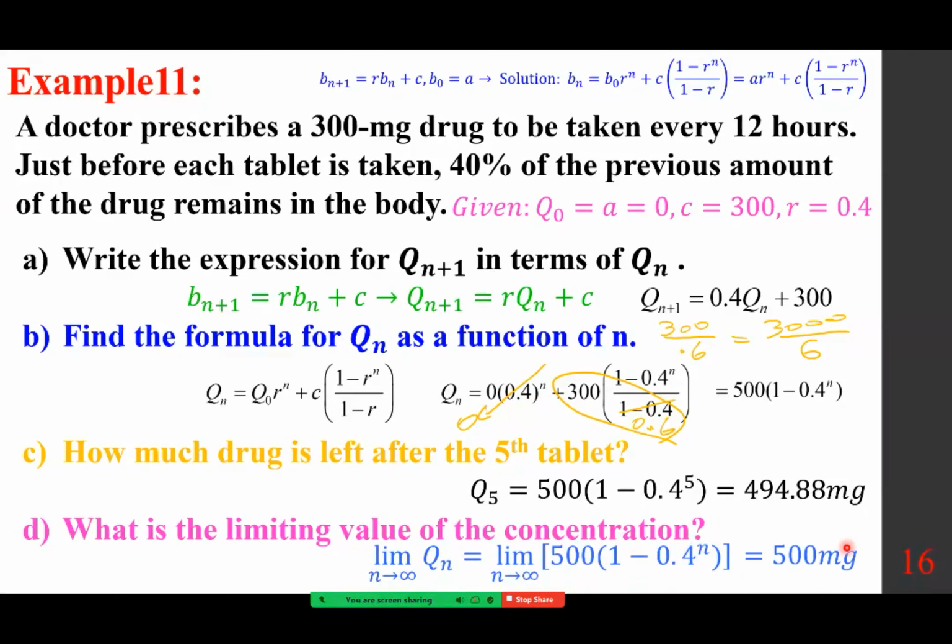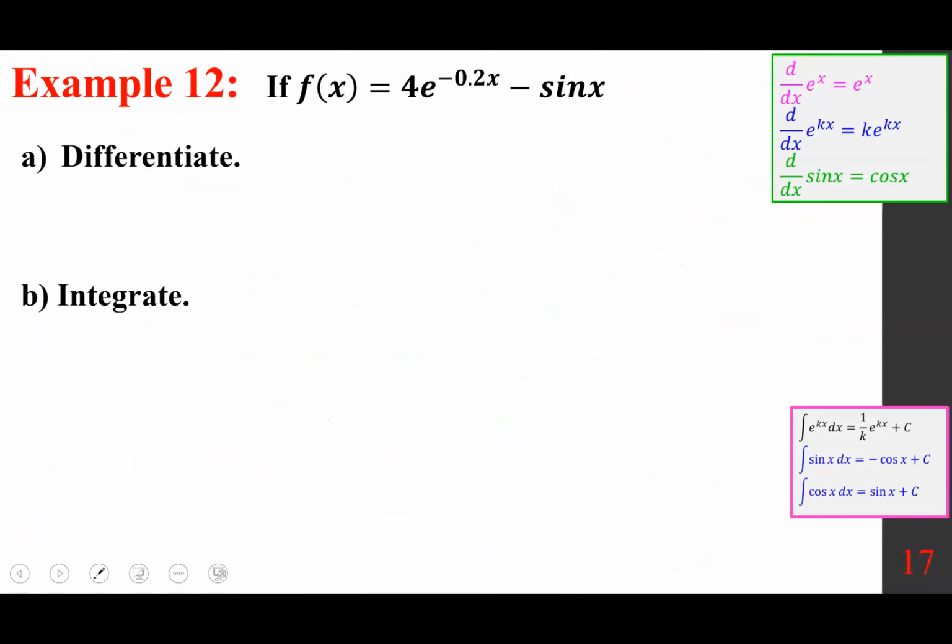What does it mean? If you follow this, it is the effect of the 12 hours where 40% remains. If you keep on doing this every 12 hours, it will never, ever go beyond the limit of 500 milligrams, which they have calculated to be safe for the patient.